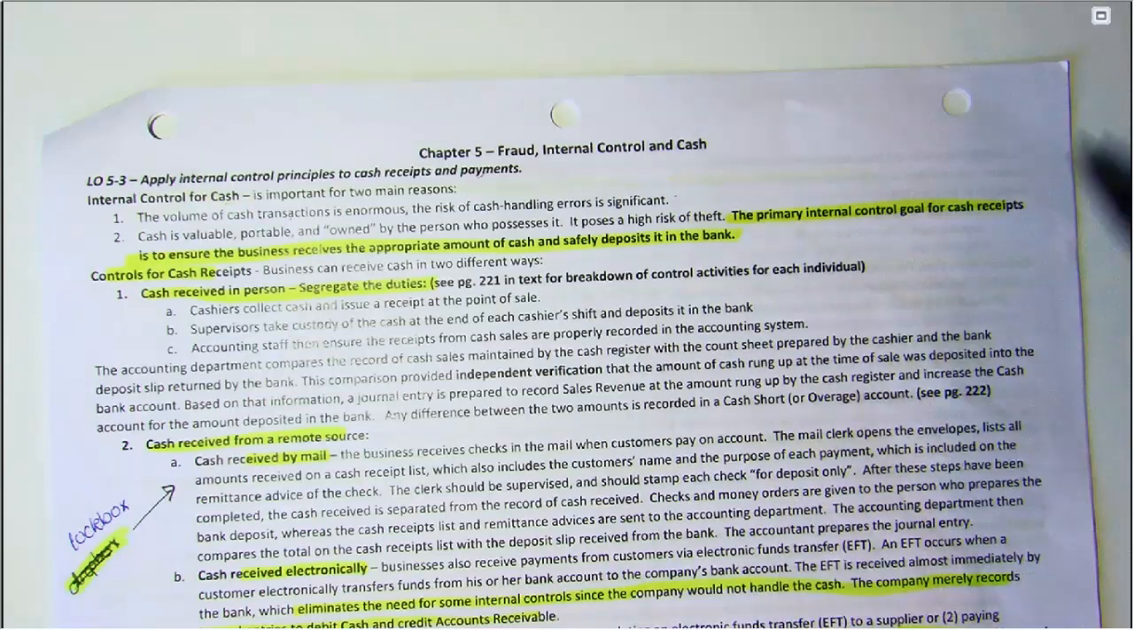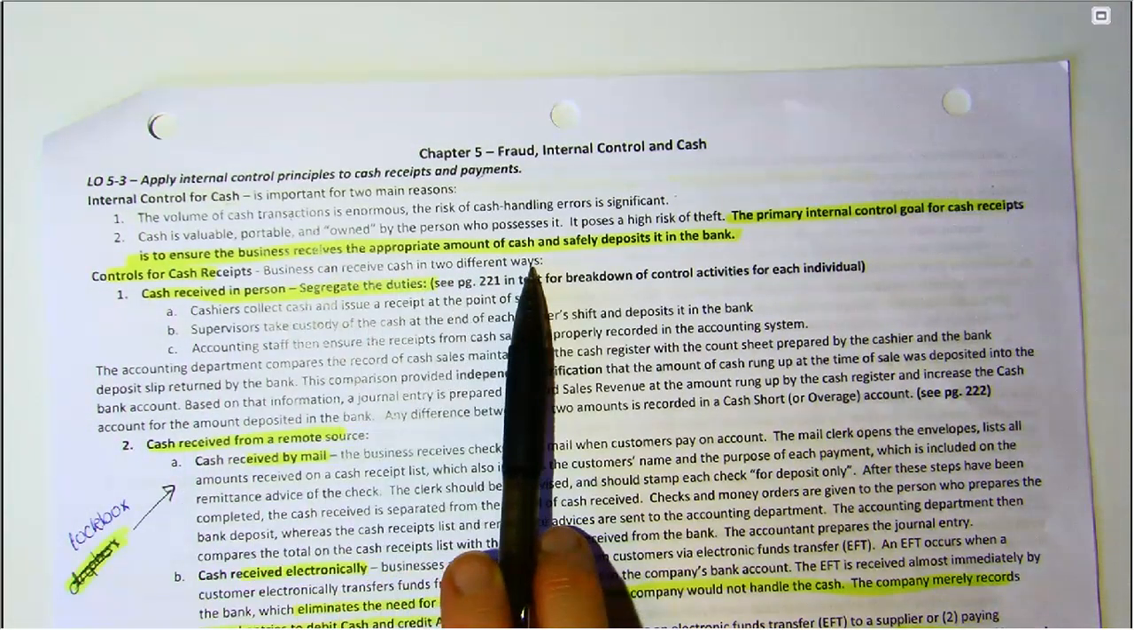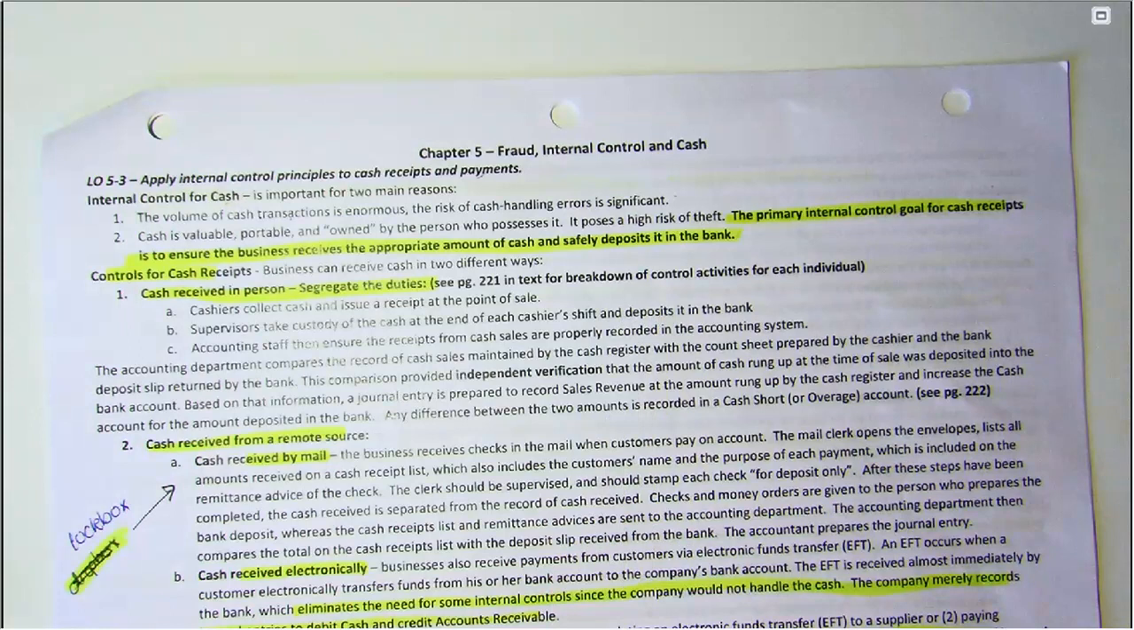Now it says in our text in our notes that the primary internal goal for cash receipts is to ensure the business receives the appropriate amount of cash and safely deposits it in the bank. I would go one step further, and I would say that it's most crucial to get that sale recorded, because if the sale is not recorded, most likely the money is not going to go into the bank.